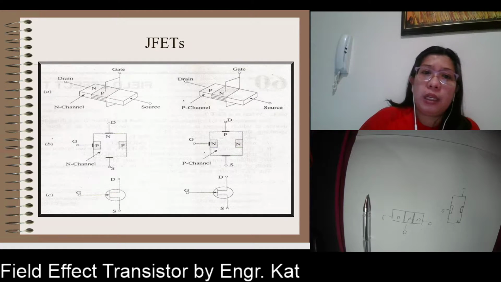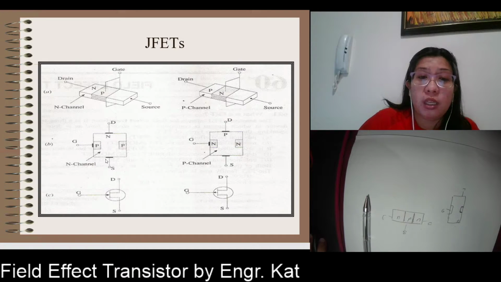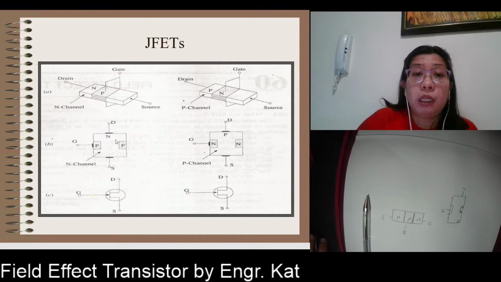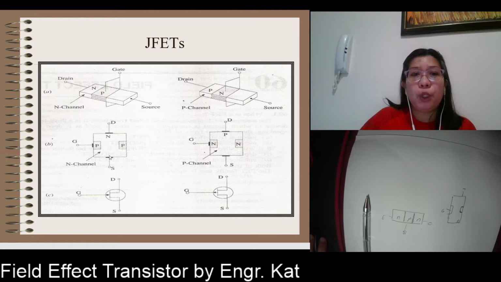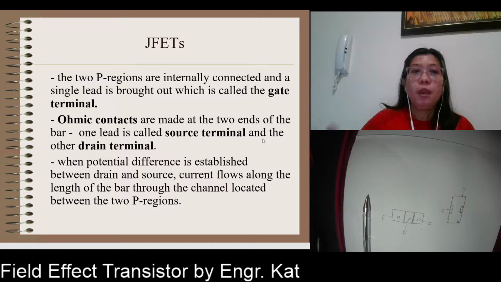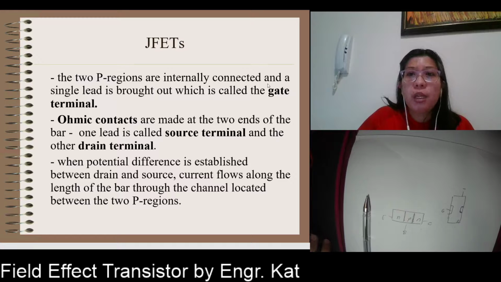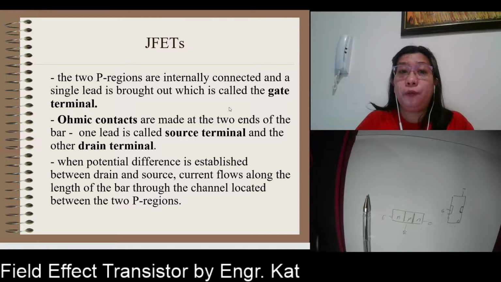But the difference here is that the drain and the source can be interchanged. Why can we interchange them? Because technically they are made up of the same material. One time we can use this as the drain and this as your source, and the other time we can just exchange the terminals because they are the same material. So this is your N-channel JFET and this is your P-channel JFET. The two regions are internally connected and a single lead is brought out, which is called the gate terminal. So the gate terminal is the one which is different.